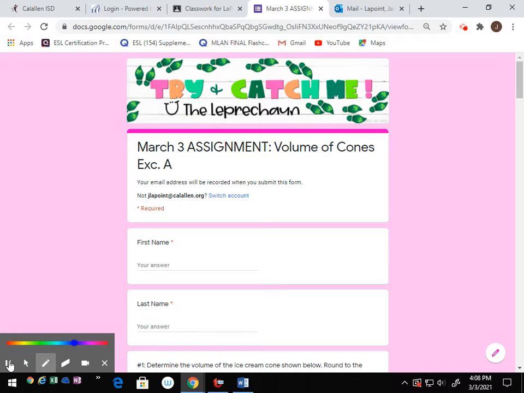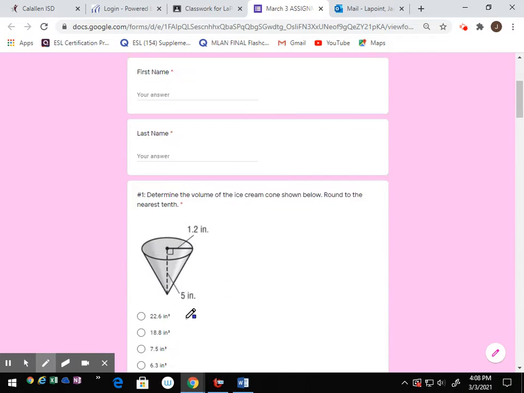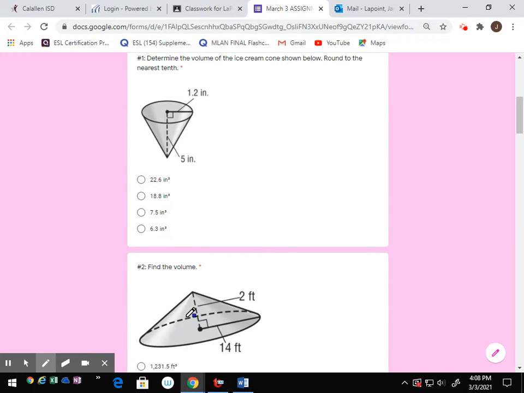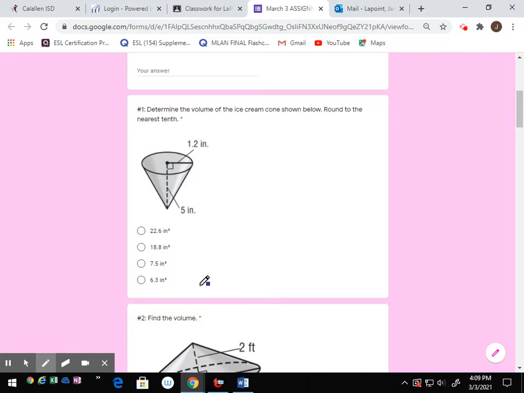All right, so this is going to be the video going over the March 3rd assignment, which is all over volume of cones. All right, this is going to be exercise A. So let's go over question number 1. Question number 1 says, determine the volume of the ice cream cone shown below, round to the nearest 10.